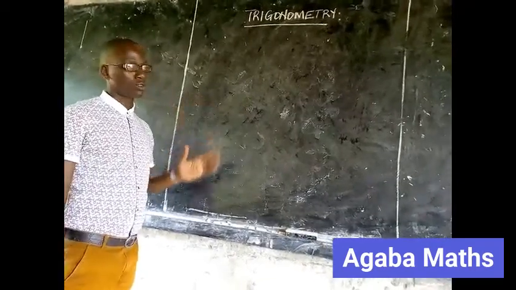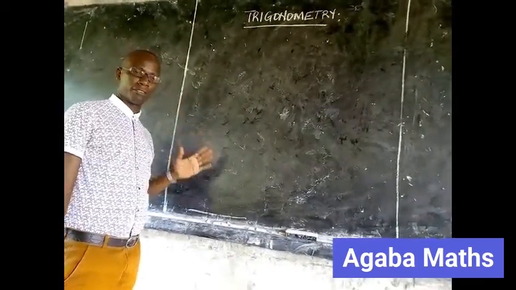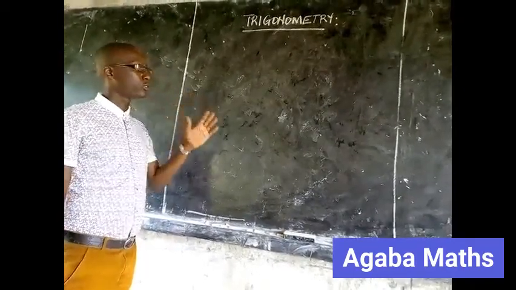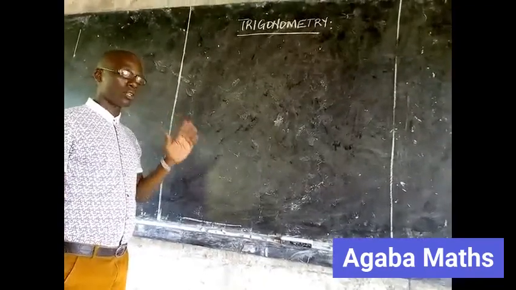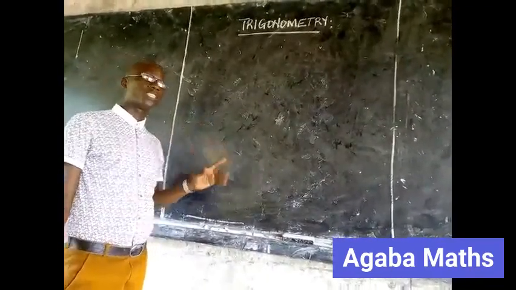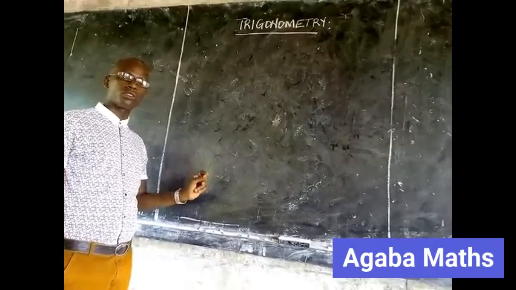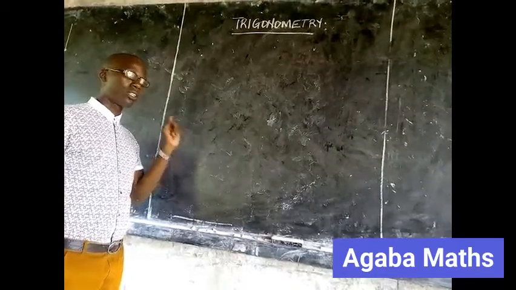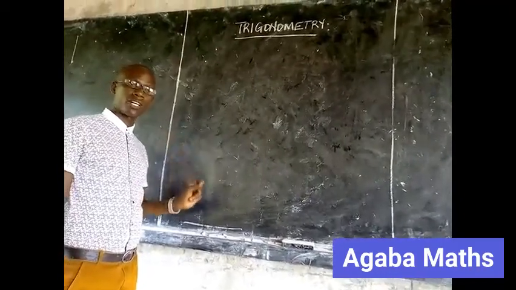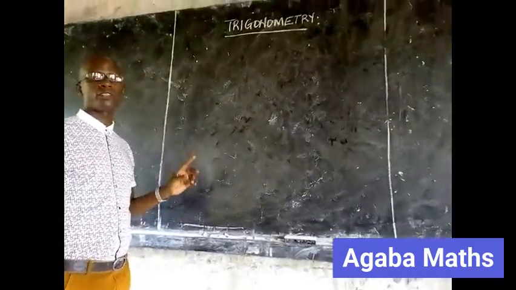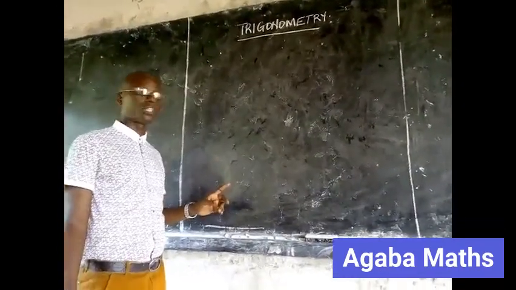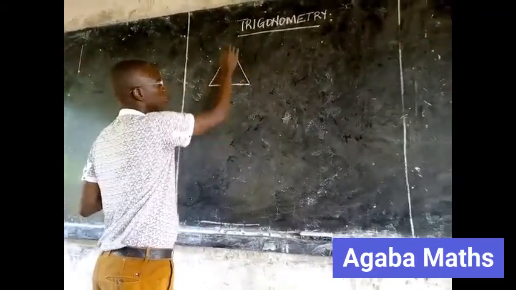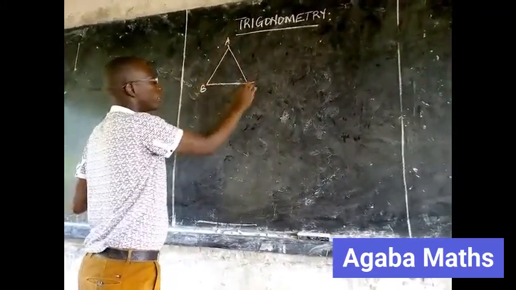Today, we want to look at trigonometry for the case of A-level mathematics, paper 1. Today, I introduce to you trigonometry. Under trigonometry, we are going to be looking at the relationship between angles of a triangle and its sides. Remember, a triangle has 3 sides.